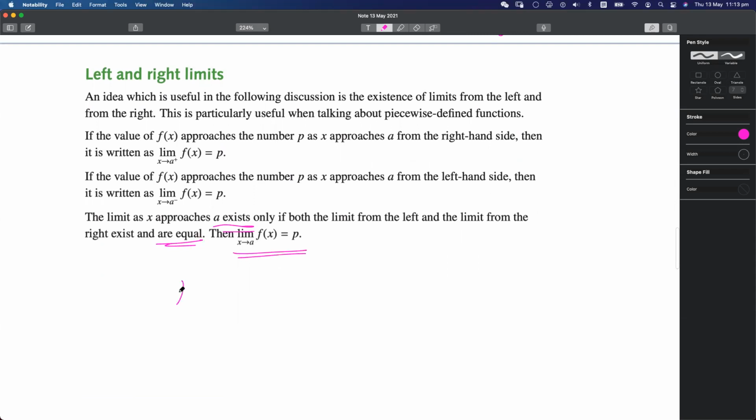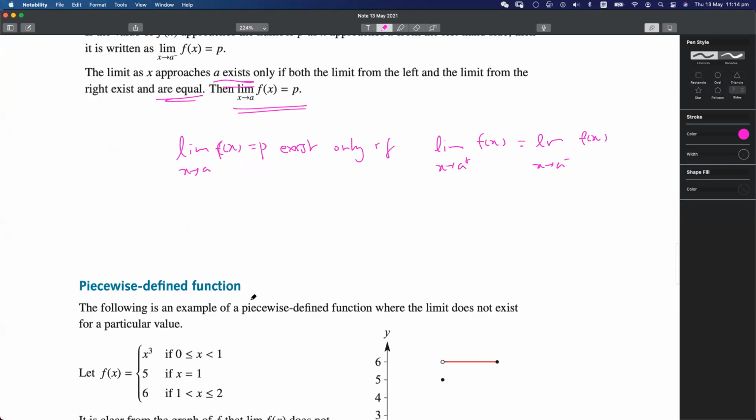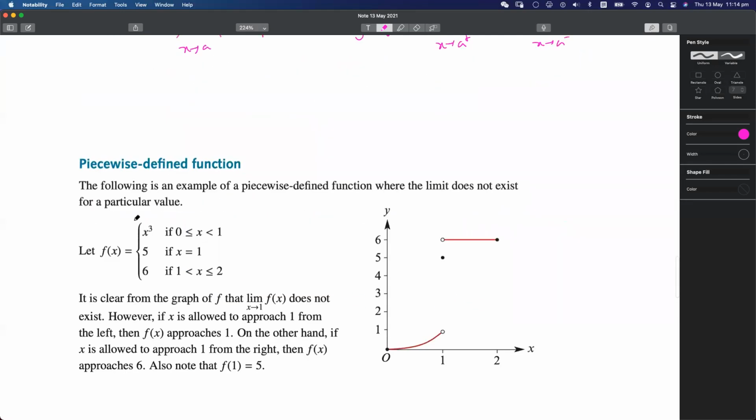So this one, limit x goes to a, f of x is equal to p, exists only if limit x goes to a positive, f of x is equal to limit x goes to a negative, f of x. Okay, when you are taking the limits from different directions and they have the same value, then you can say that as x approaches a, f of x is equal to p exists. So let's have a look at an example.